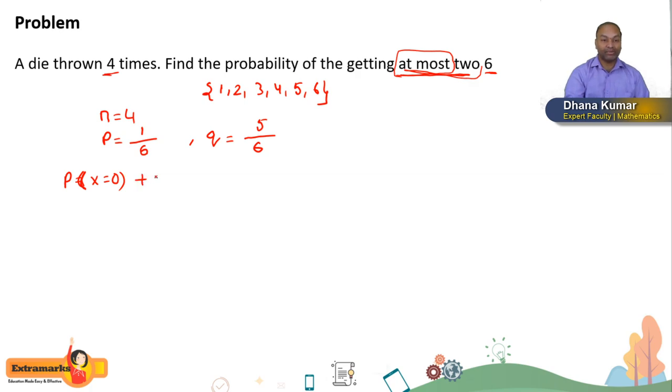Suppose 1 six happens, X is equal to 1. 2 sixes exist, X is equal to 2. That's it. Because at most 2 sixes means what? Maximum 2 sixes: 2 sixes, or 1 six, or 0 sixes. When a die is thrown 4 times, out of 4 times, at most 2 sixes means maximum 2 sixes, that is 2 sixes or otherwise 1 six or otherwise 0 sixes. Fine.